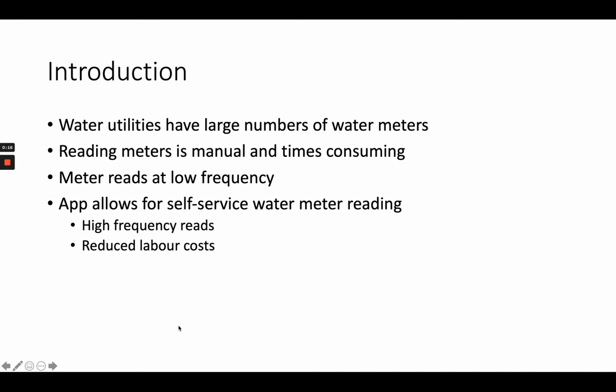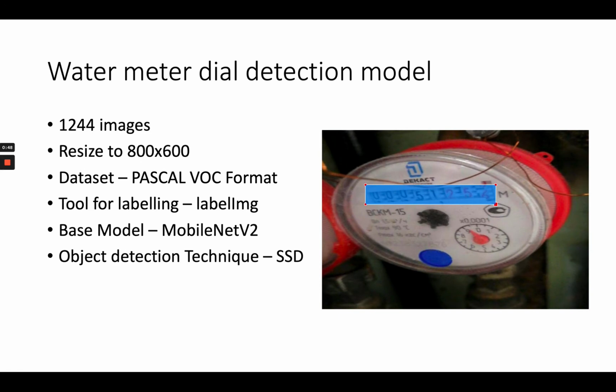The problem we try to solve is that there are thousands and thousands of water meters that need to be read manually, which is very time consuming and done at a low frequency. So we developed a web app that is going to read the water meter by itself, reducing the cost and the labor intensiveness, and it is also read at a high frequency. The web app we designed is going to read the water meter at your location and will send the result back to the server.